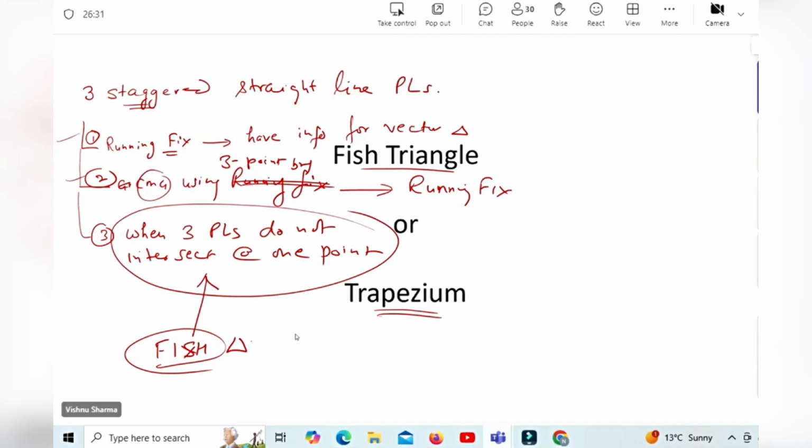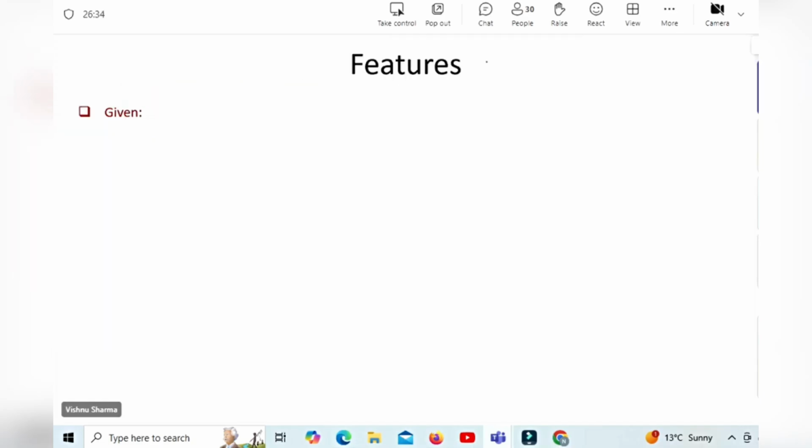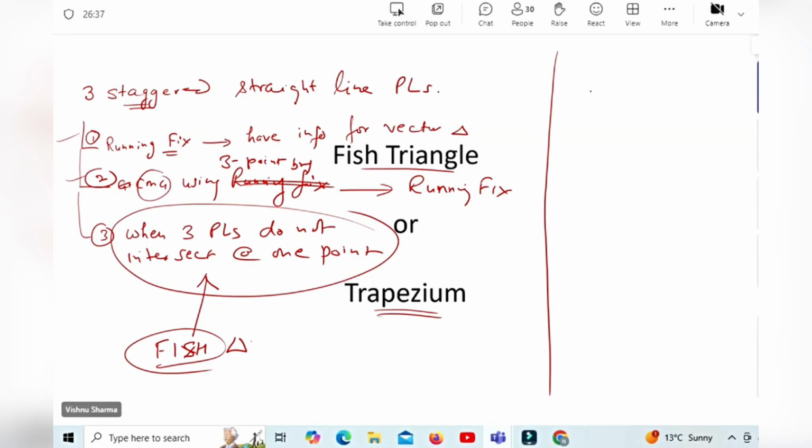Okay. So what all would you be given in such questions? You will be given 3 straight line staggered PLs. You will be given the CTS of your ship. You will be given the engine speed of your ship. And you will be given the current set only. Why? Because if I give current rate and set both, then I can apply running fix, guys.